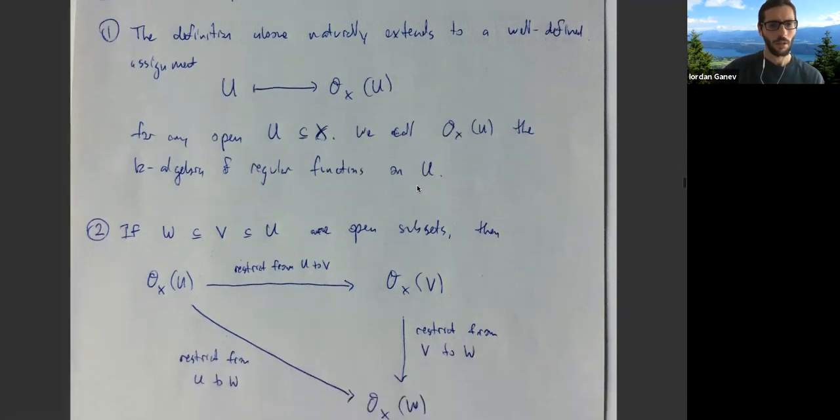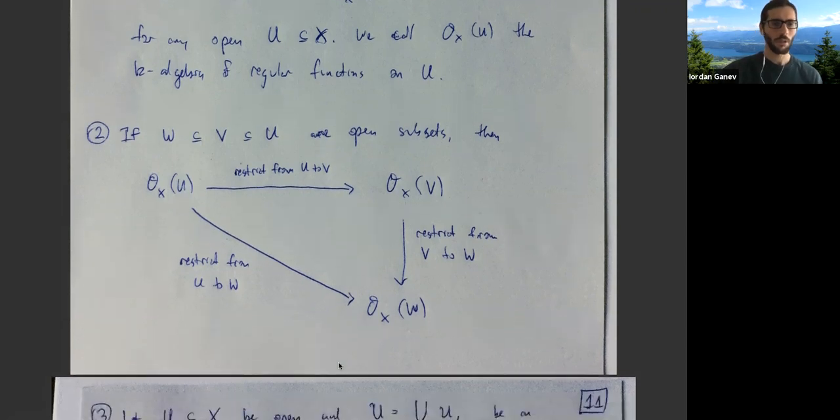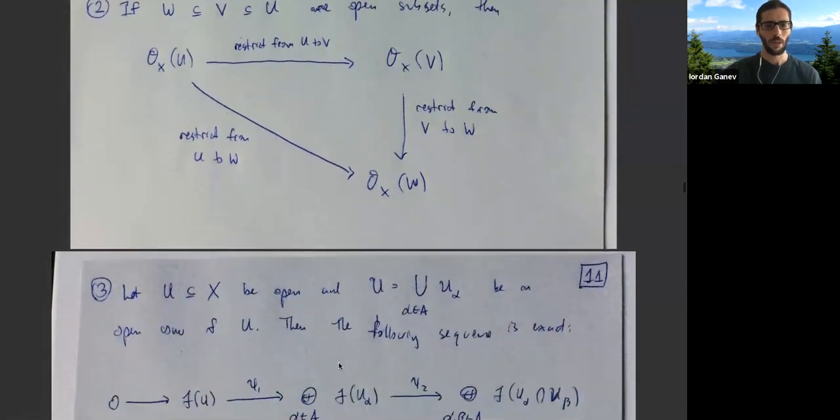Okay, and this assignment has the property that if we have W, an open subset of V, which is an open subset contained in U, then we can restrict our functions from U to V, and then from V to W. And that's the same as restricting directly from U to W. One can say this in terms of localizations, then the arrows will be reversed. Let me not do it right now.